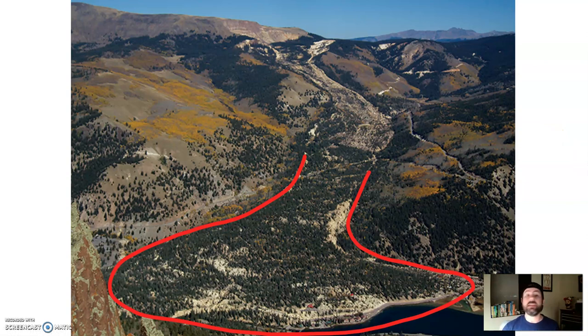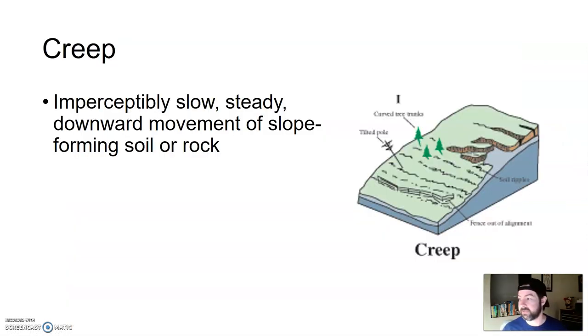And probably the slowest mass wasting style is something called a creep. Creeps are sometimes imperceptibly slow. You can't even see it. It's so slow. But they're slow, steady. They keep slowly creeping downward.